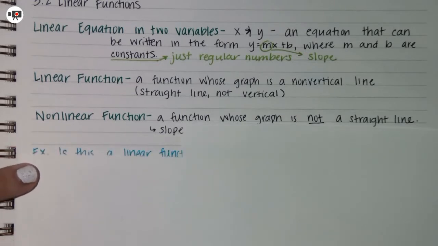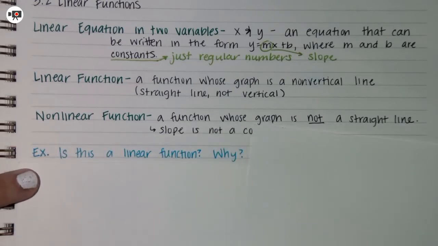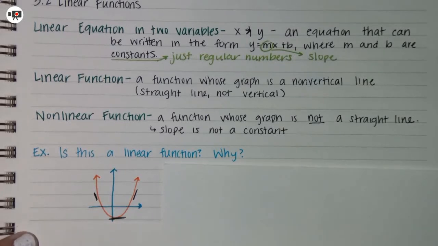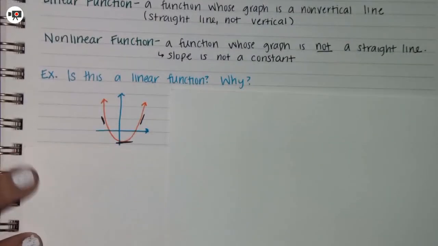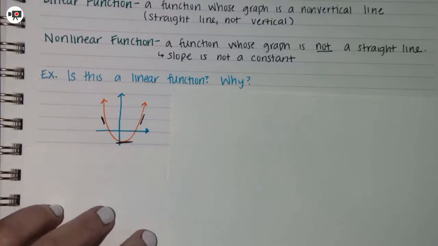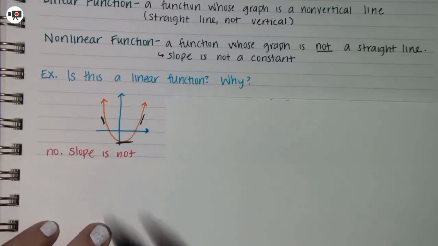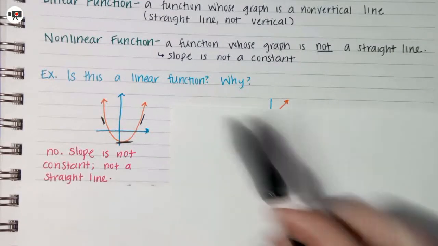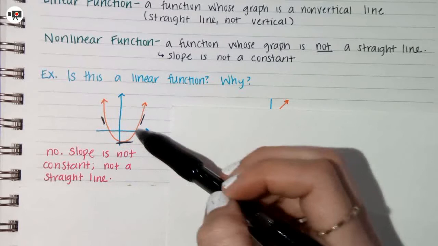Okay. So we are going to say, is this a linear function, and why? So I have a graph like this. So my graph here is a parabola. It's a U shape. And this is not a linear function. Not a linear function. It is not a straight line. It is curved.